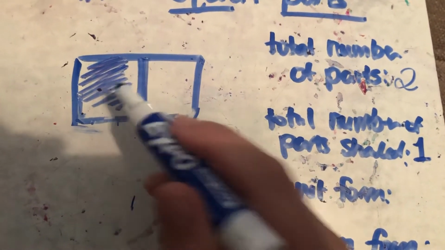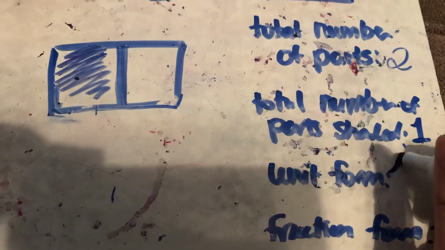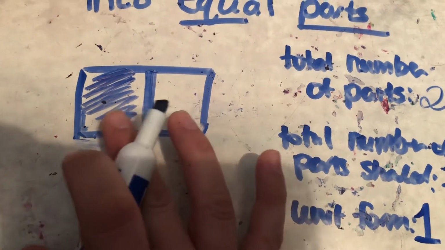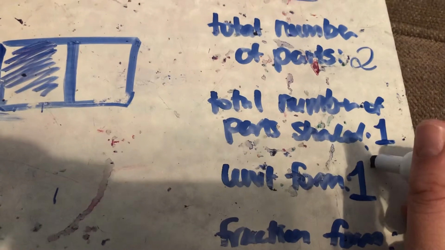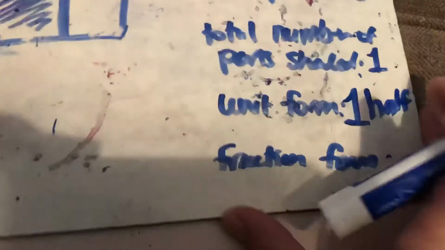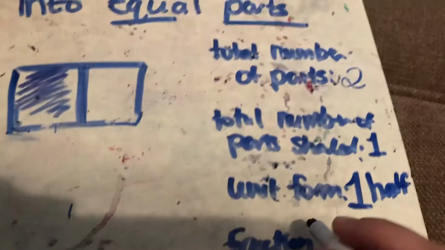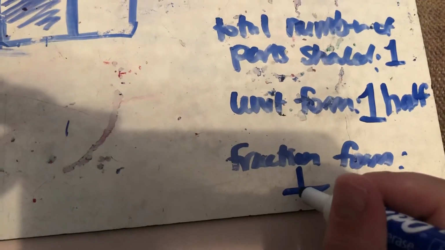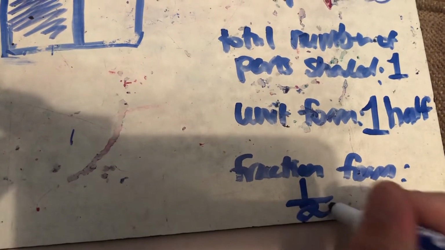So how many are shaded? Well, we're going to write that as 1. We're going to use the number for 1. And then these are called halves. So 1/2 is shaded. Okay. Fraction form, well, you take the total number shaded, you put that on top, that's the numerator. Draw your line. Total number of parts goes on the bottom, that's your denominator, 2.